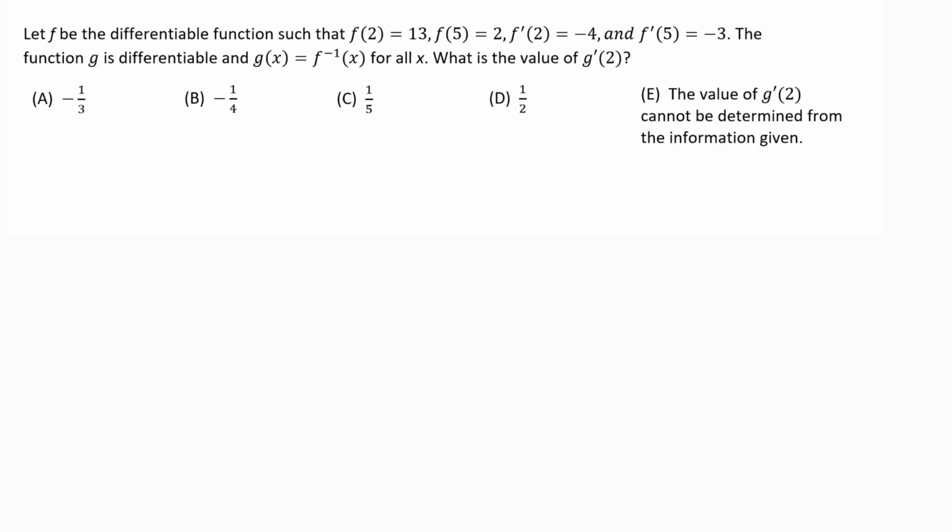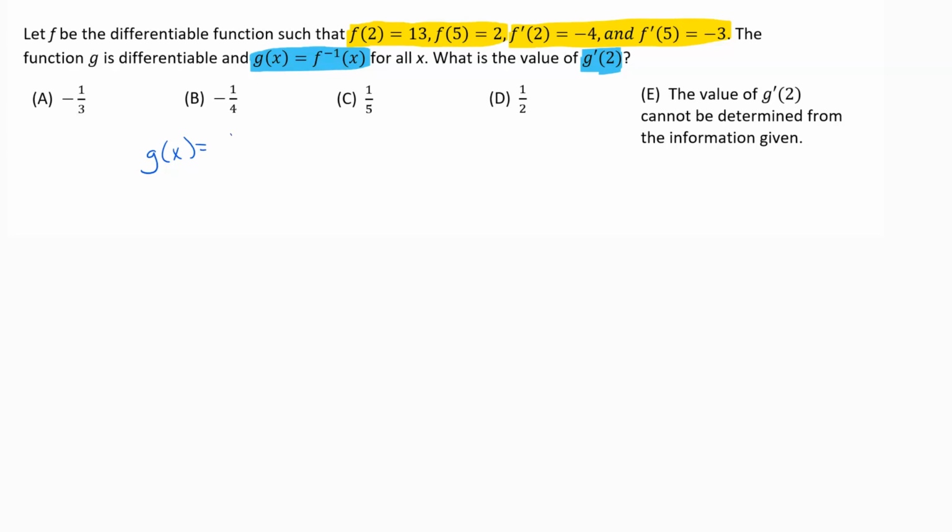Here we start off with a whole bunch of information about this f function. They give us a couple of points off the f graph. They give us some derivatives off the f graph. However, when we keep reading through the problem, all of a sudden they're talking about this g equation, and the question is actually asking us for the derivative of g with 2 plugged into it. So that means we need to look at what this g function is.